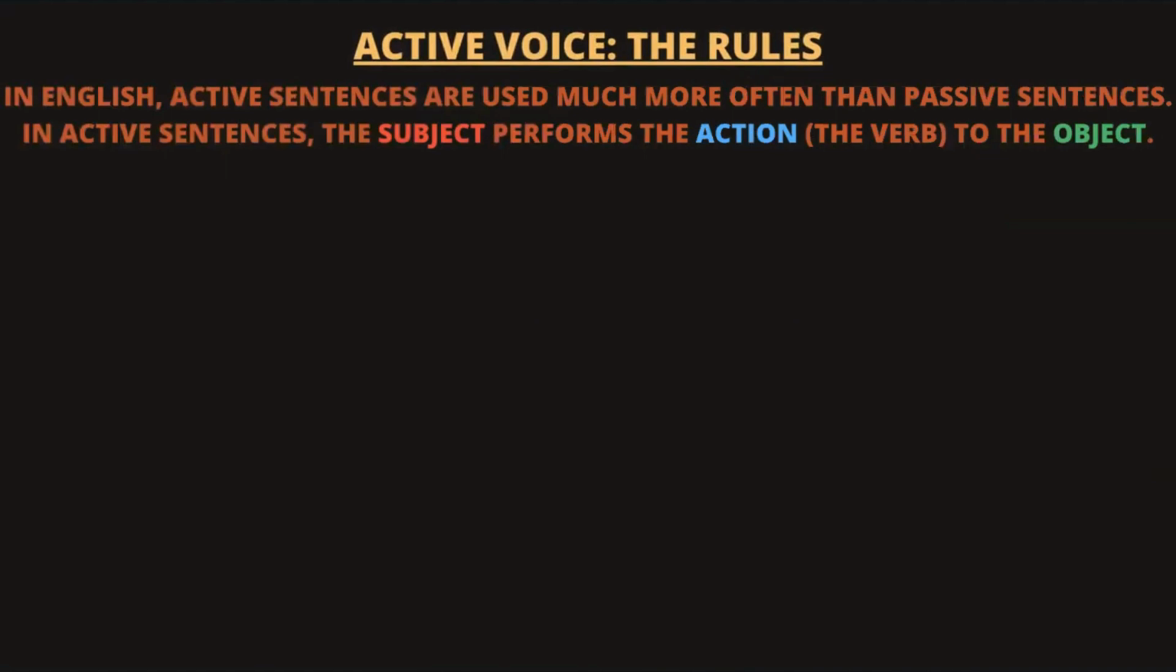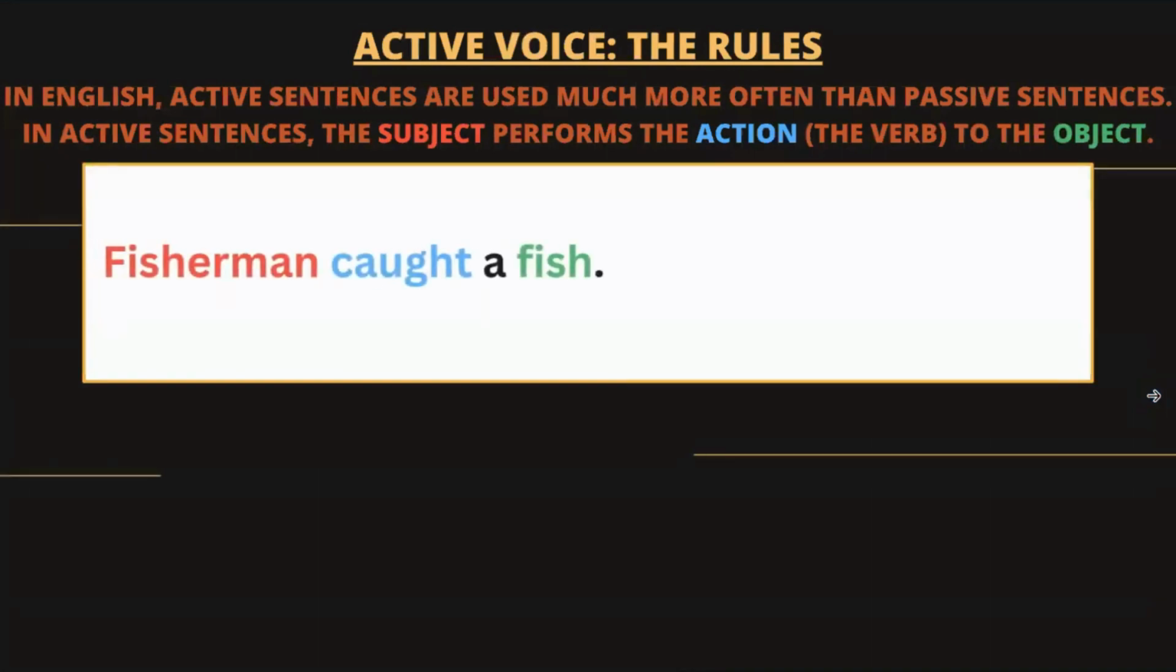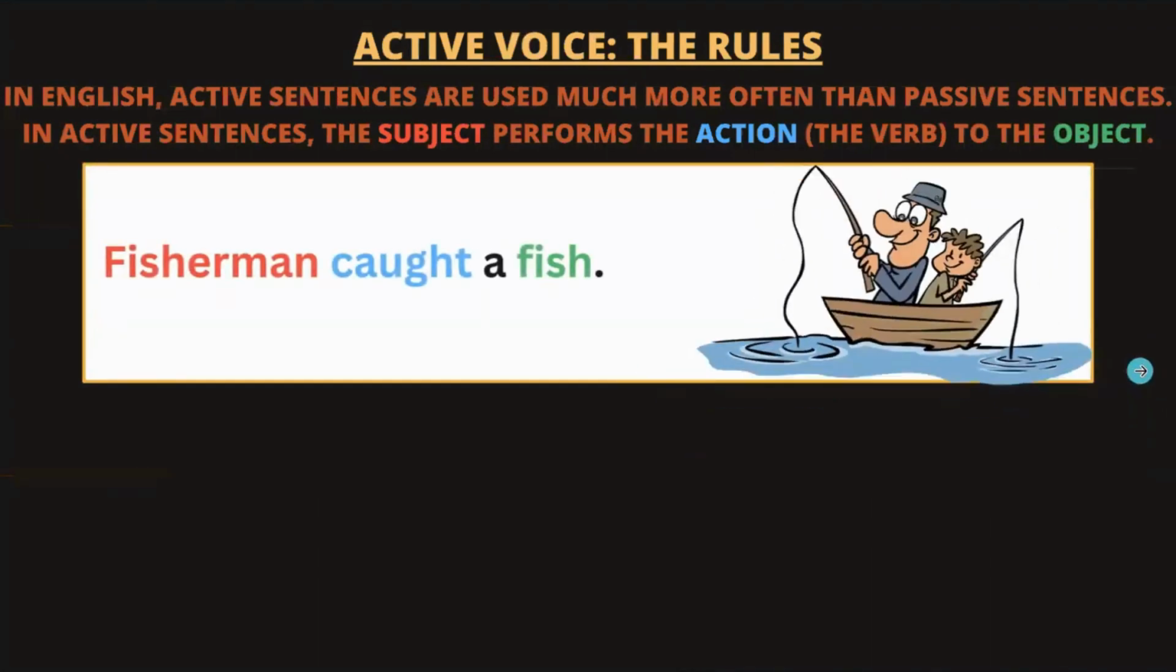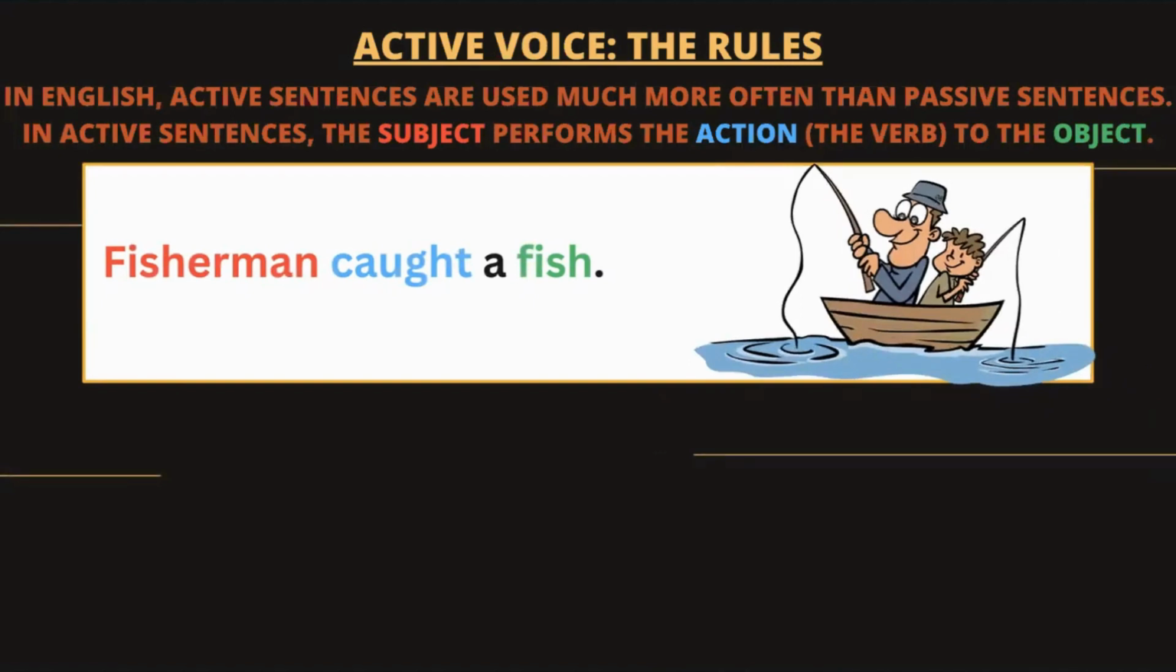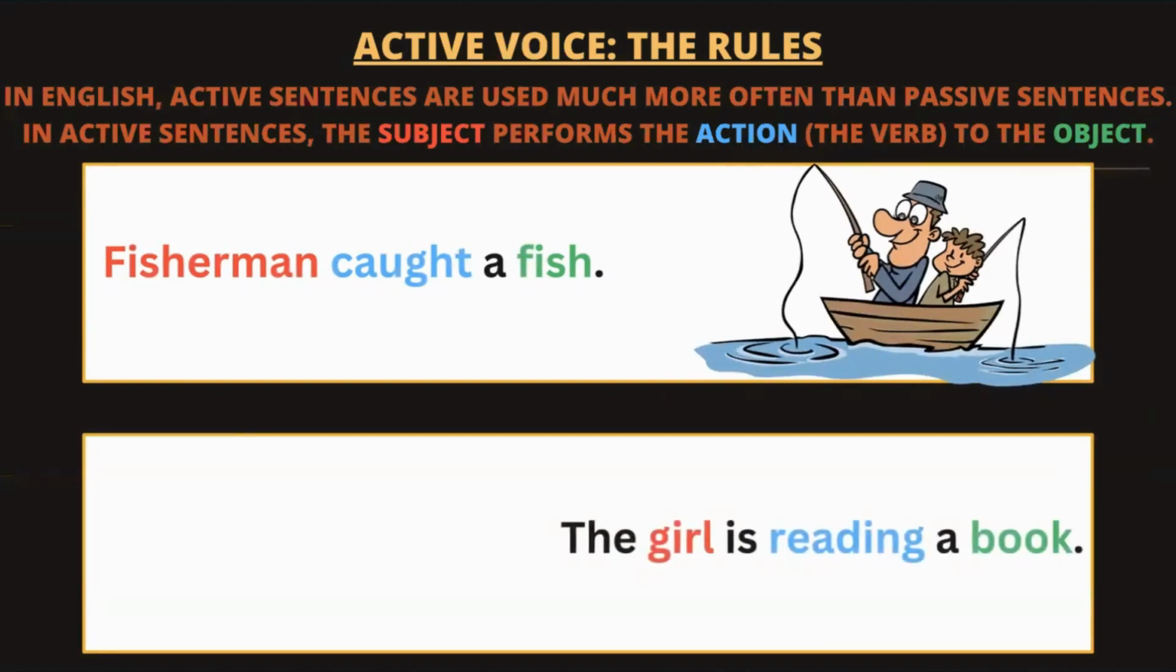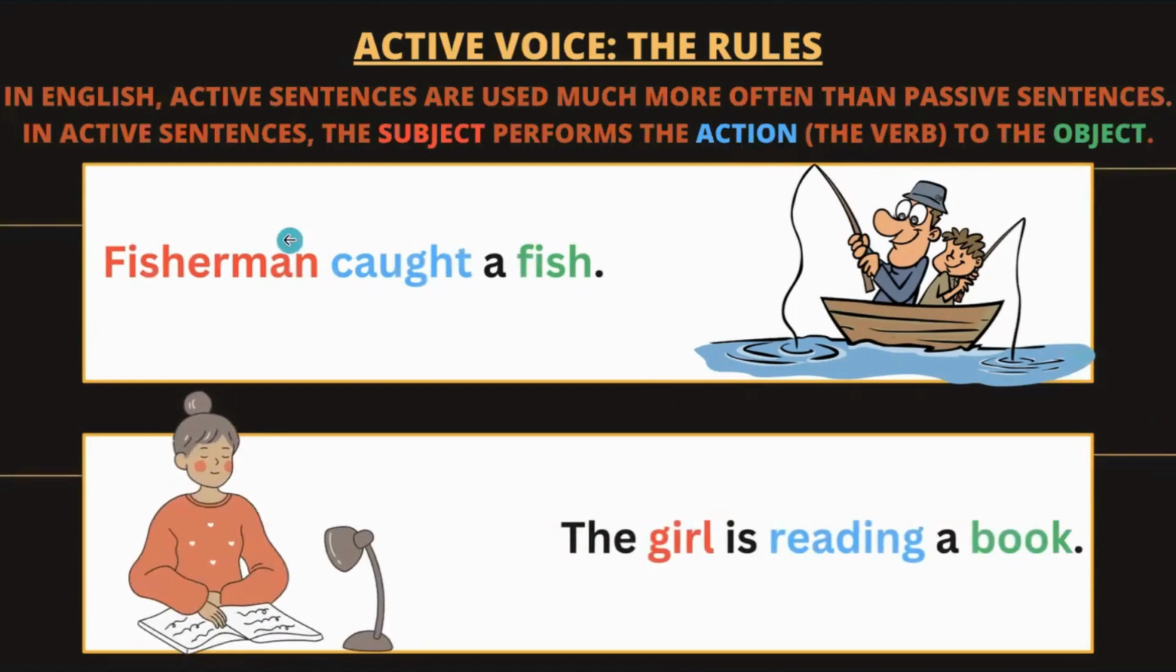Now let's see the active voice rules. In English, active sentences are used much more often than passive sentences. In active sentences, the subject performs the action to the object. For example, fisherman caught a fish. Second example is, the girl is reading a book. In the first example, fisherman is the subject, is doing the action of catching, that is caught. It's your verb. Is catching what? A fish. A fish becomes the object.